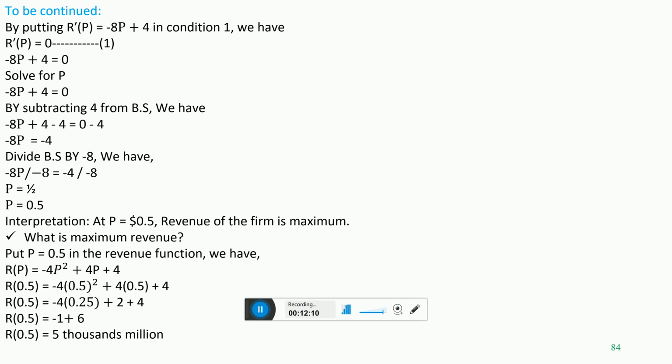So we define the price at which the revenue of the company will be maximum. That price is this. Interpretation: at P is equal to 0.5, revenue of the firm is maximum. So we define the P value at which the company can earn maximum revenue. But there is a condition that the first derivative of the revenue function at this P value 0.5 must be equal to 0. We will discuss later on.